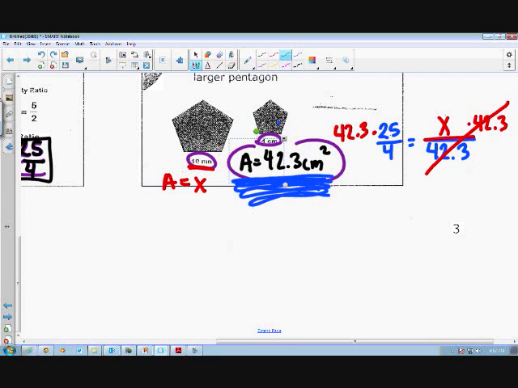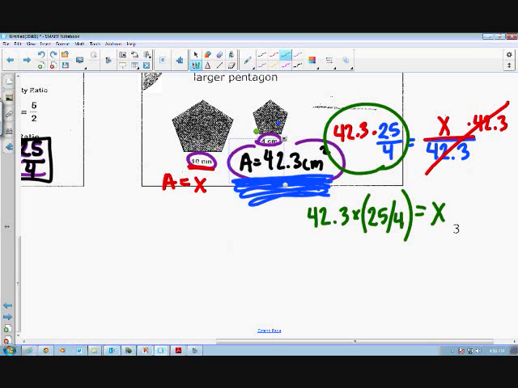Would everyone please type in 42.3 times, now when I type it in, there's a fraction. So I do parentheses, 25 divided by 4, close the parentheses. If you need a pause to let them all have a chance to type it in, please pause and ask everyone to type it in.